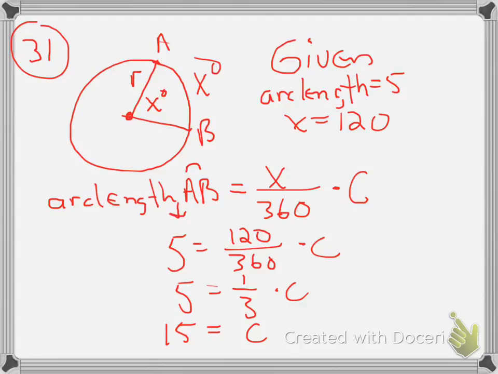They told us that the measure of the arc was 120, so I've filled in this guy here at 120. And all that's left then is the circumference of the circle. So 120 over 360 reduces to 1/3, and now if you multiply both sides by 3, you'll get the circumference at 15.